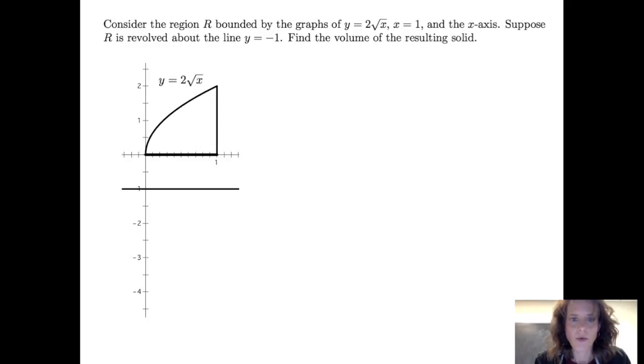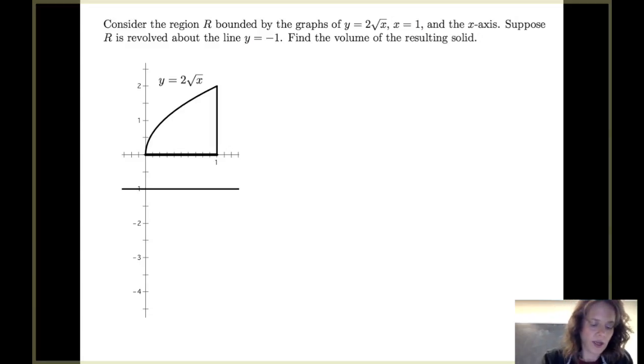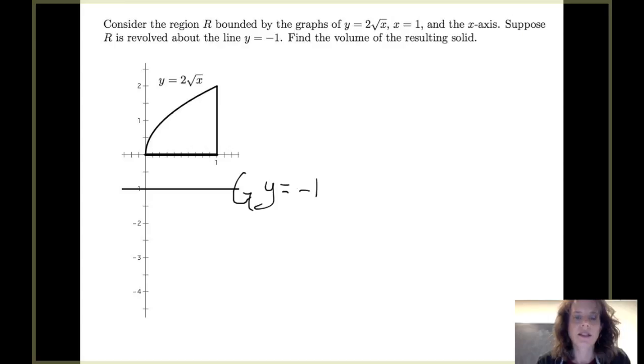So as we did before, we want to draw a sketch of the region. So here I've outlined the region in black, and I've also indicated the axis of revolution. So this is y equals -1. Next, we want to draw a sketch of the three-dimensional solid that results.